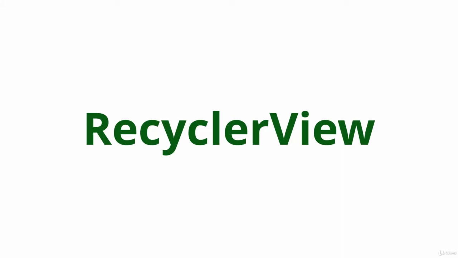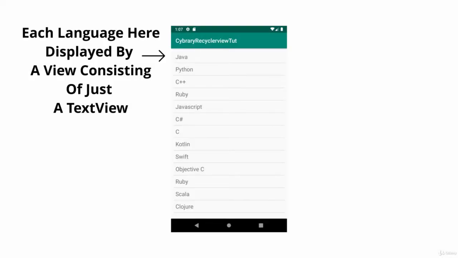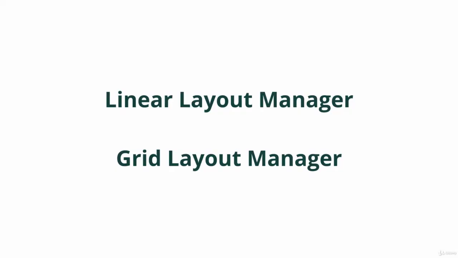Now, there are several different components that work together to display your data in a RecyclerView. The RecyclerView fills itself with views provided by a layout manager. You can use the linear layout manager or the grid layout manager, or even implement your own, but it's common to use the linear or grid.